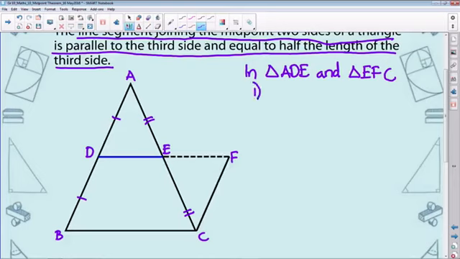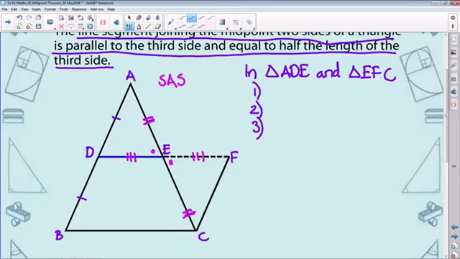So we always need 3 facts to prove something. If we look at the triangle, we can see that this angle is equal to that angle over there. Why? Because they're vertically opposite. Then we also know that this side has the same length as that side over there. And we've been told that AE has the same length as EC. So there are our first three things. We've got a side, an included angle, and another side.